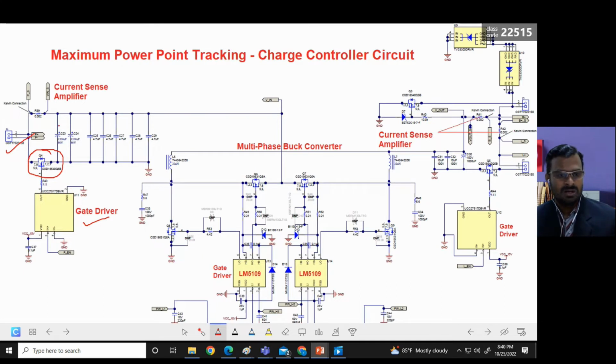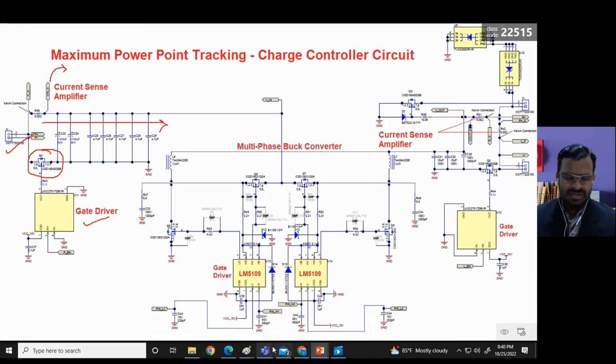If the switch is on, that means current starts flowing through this. So the current amplifier or the current sensor will sense the current and give the input to the microcontroller. Here we have gate drivers for controlling 4 different switches. So this is a multi-phase buck converter. We are having 2 phases. Here this is one phase and another one is like this.